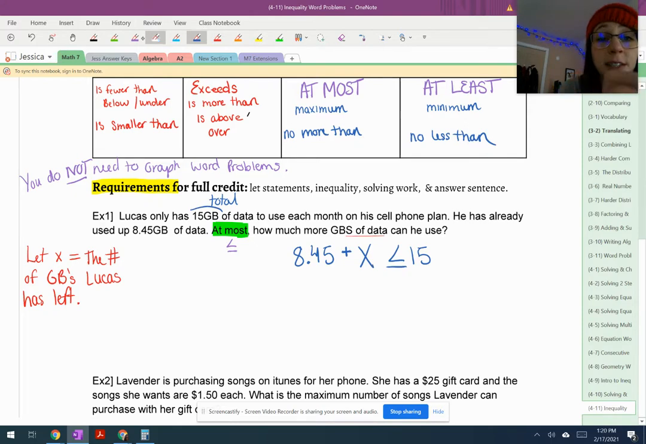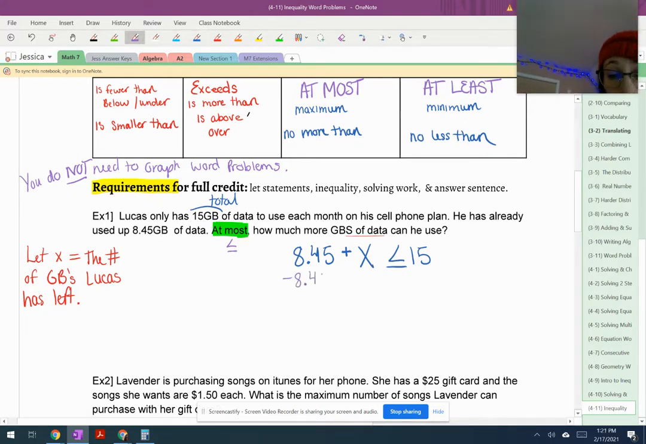Get the x by itself by getting rid of that positive 8.45 by doing the opposite and subtracting it from both sides, leaving us with x is less than or equal to 15 minus 8.45, which is 6.55.